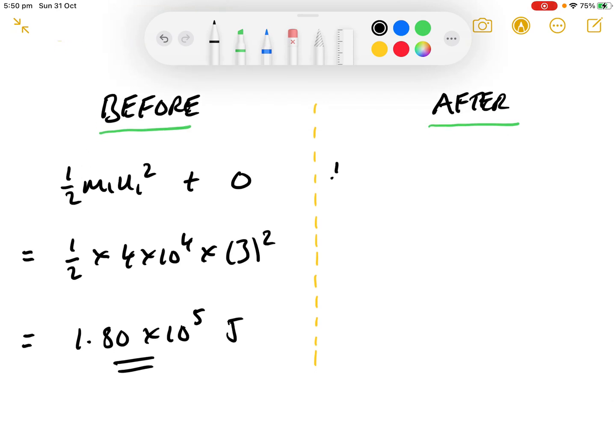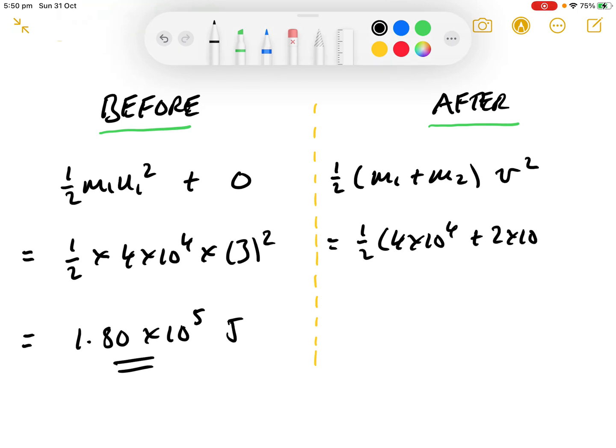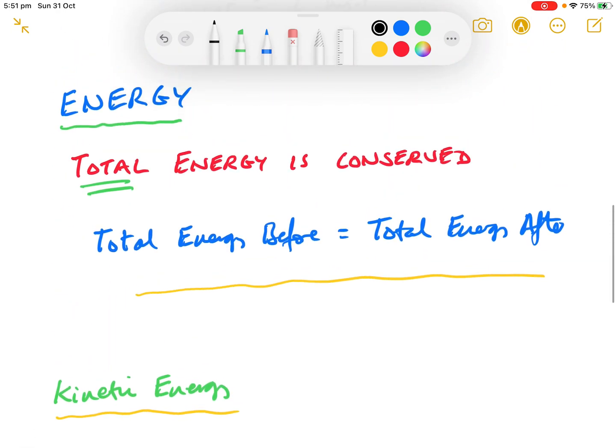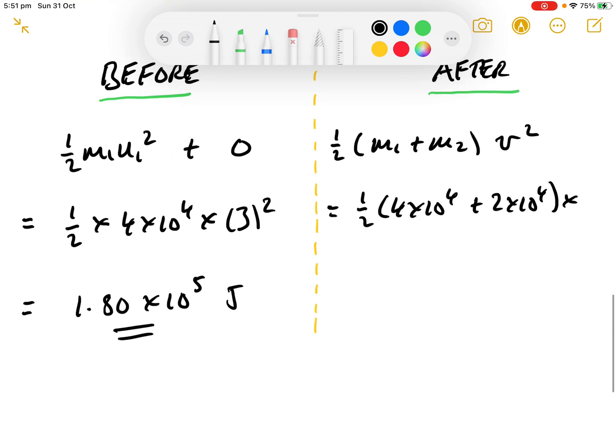Well, we've got two bodies moving now, two bodies coupled and moving, so it's a half into (m1 plus m2) v squared. So that's a half into 4 times 10 to the 4 plus 2 times 10 to the 4. And we already know their speed was 2. Don't forget to square the v. So what does that give us?